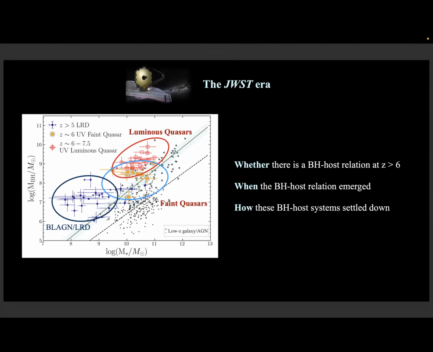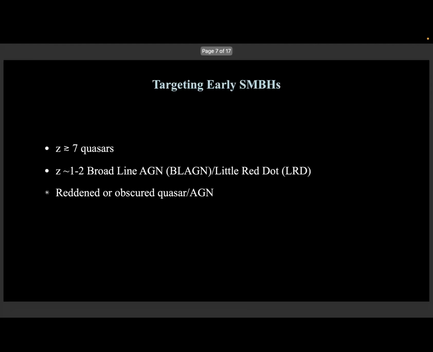To answer these questions, we need another sample. We need to overcome selection bias. We need to go down to lower mass. And JWST is powerful in follow-up, but it's not a survey telescope. So that is why we want LSST and Roman.